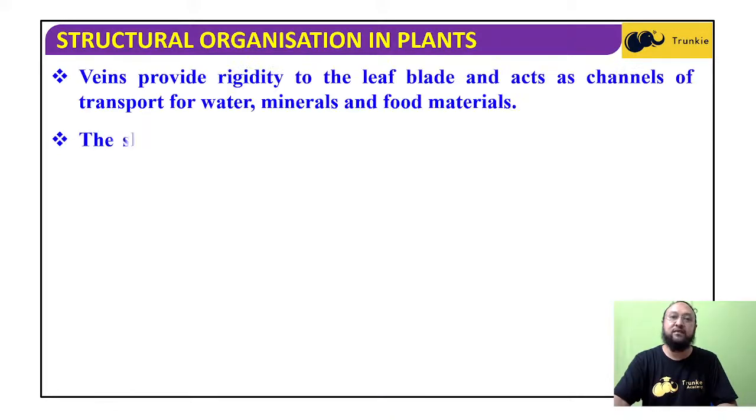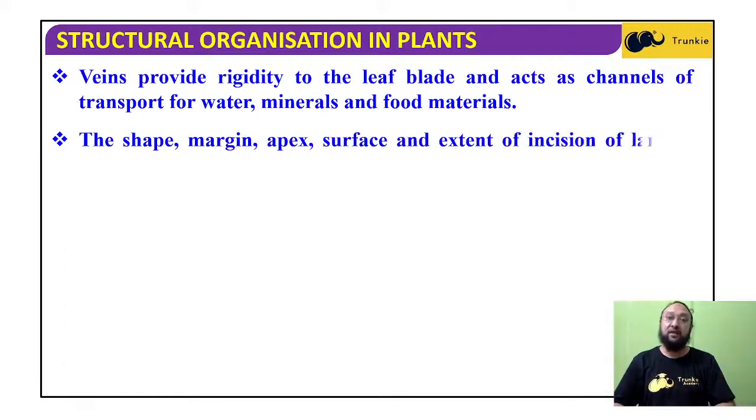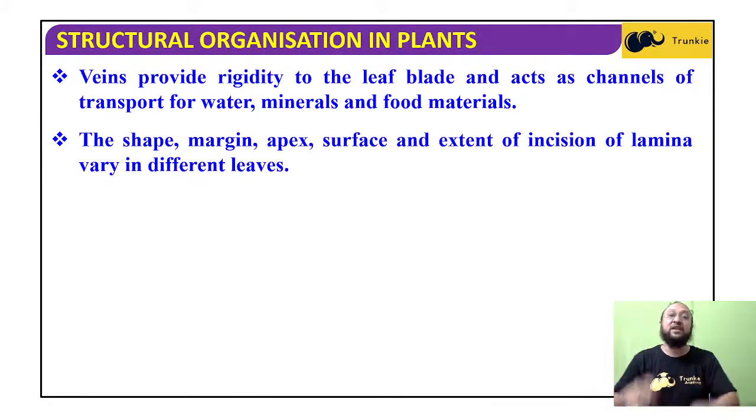Veins provide rigidity to the leaf blade. They act like a skeleton of the leaf, providing rigidity and support to the leaf blade, and also act as channels of transport for water, minerals, and food materials. Since they branch into finer branches, they act as vessels for the transport of water, minerals, and food materials.